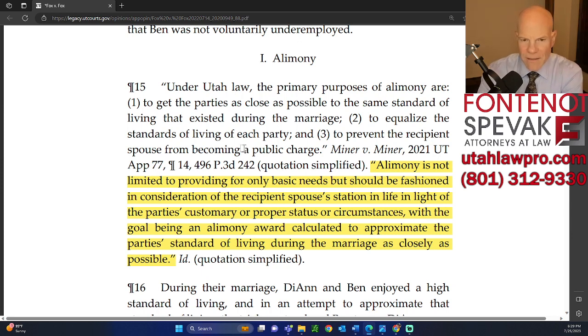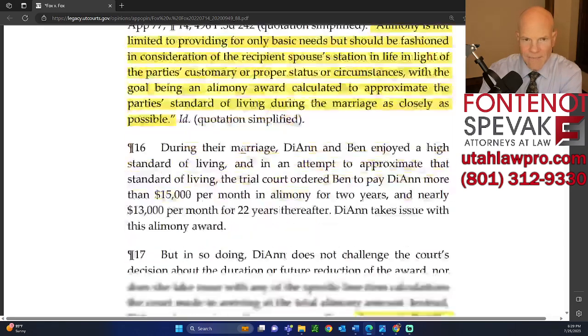So this can be a really contentious part of a case. It's been contentious in other cases that I've handled. What really was the standard of living? How do you calculate it? Is it really just an exercise of going through everything that the parties were spending on a monthly basis during the marriage, or is it something different than that?